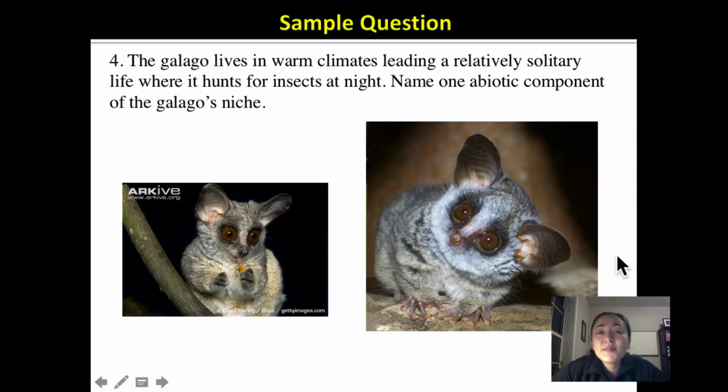All right, so let's do some sample questions. The galago lives in warm climates, leading a relatively solitary life where it hunts for insects at night. Name one abiotic component of the galago's niche.